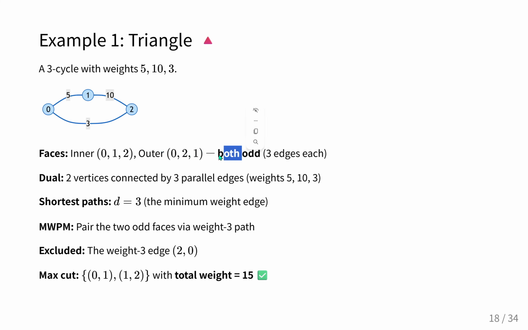To pair them up and resolve the frustration, you have to cross from the inside to the outside. Which means crossing one of the edges. Right. You can pay a cost of 5, cost of 10, or a cost of 3. The shortest path algorithm immediately identifies the edge weighing 3. So we exclude the 3, we literally throw it in the trash, and we are left with the edges weighing 5 and 10. 5 plus 10 is 15. That's our maximum cut. You've just executed Hadlock's algorithm in your head. It is mathematically foolproof. Which is amazing.